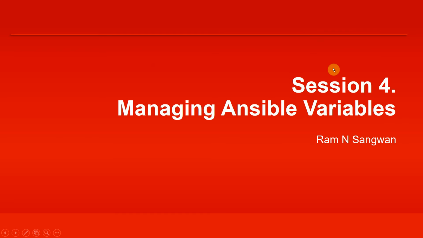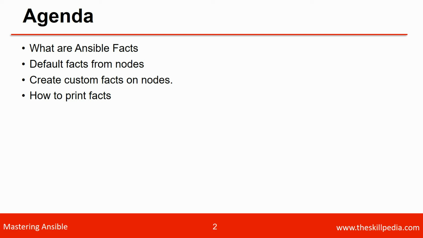This is session 4, Ansible variable. Variable is a very common term for any language. But there are two things here. One is fact and second is variable. Fact is something which is collected from other machines, from remote targets. Variable is something which is defined by user.